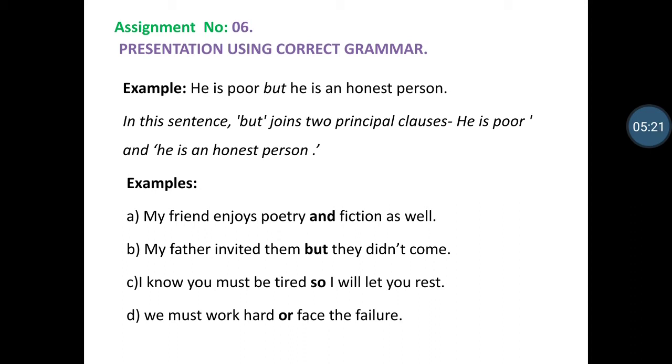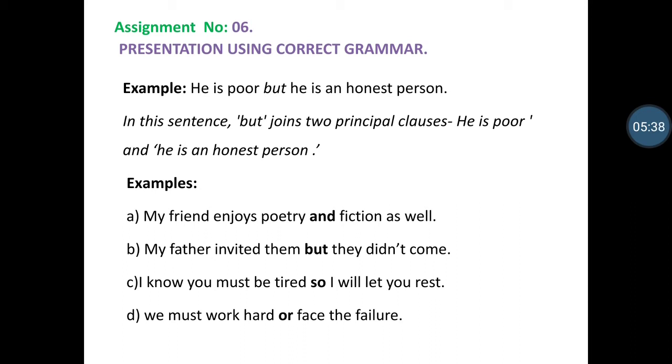For example, my friend enjoys poetry and fiction as well. Here "my friend enjoys poetry" is the main clause and "fiction as well" is a subordinate clause. My father invited them, the main clause, but they didn't come. "Didn't come" is a subordinate clause.